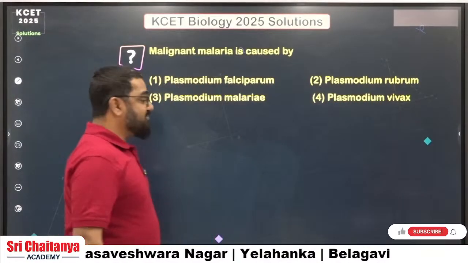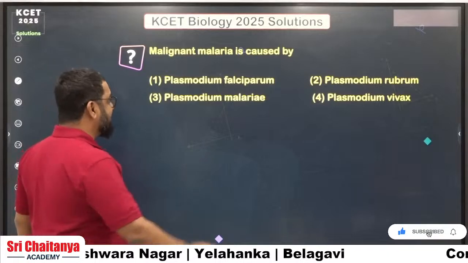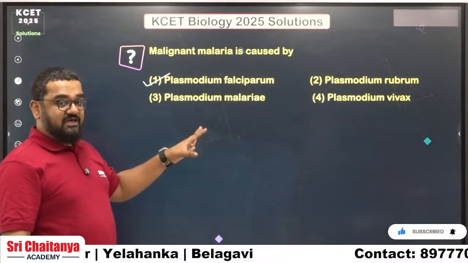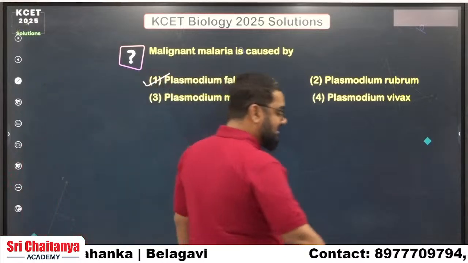Malignant malaria is caused by, direct statement again from NCERT. The answer is Plasmodium falciparum. It says this is one of the most serious types of malaria and can be fatal as well.